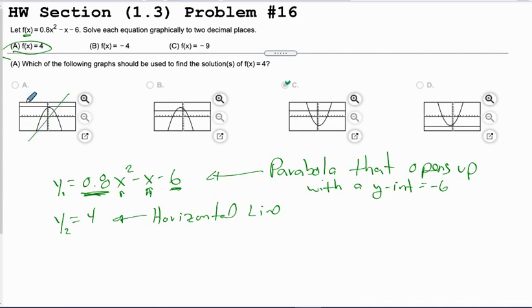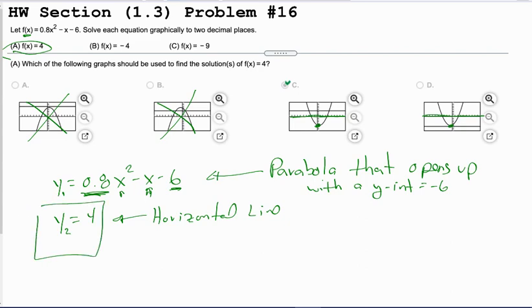So this parabola opens down. This parabola opens down. Over here, I have 2 parabolas that open up. I see the x-axis is here, so it looks like this could possibly be minus 6. And this one, I have the x-axis is here, so this could possibly be minus 6. So now we have to look at the other graph.